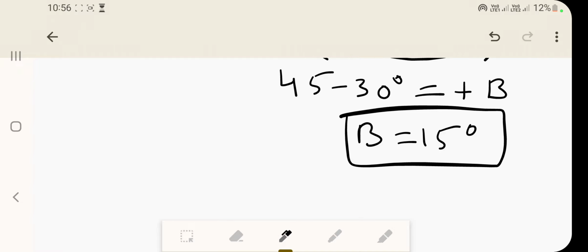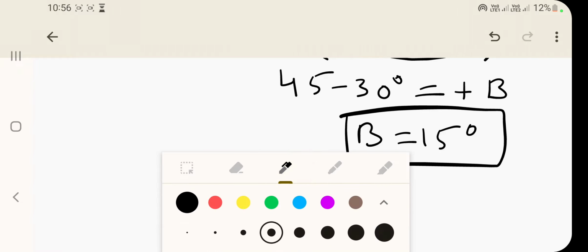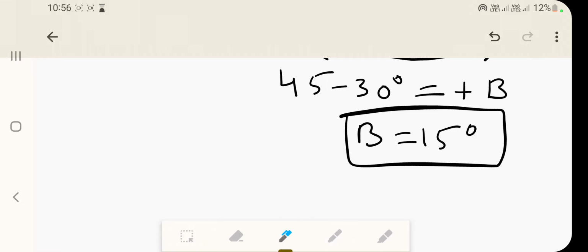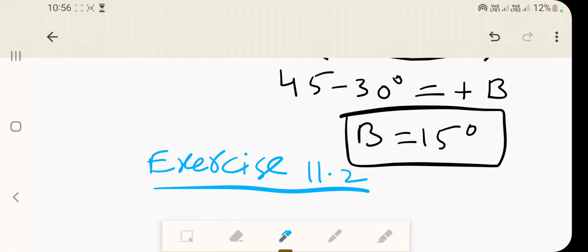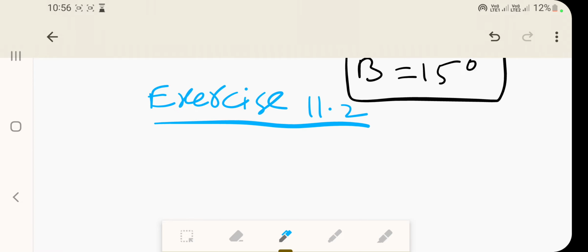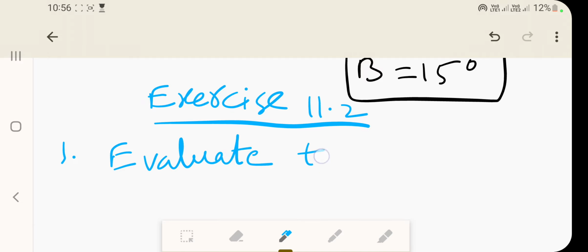This is one type of problem they can ask in the exam. Now we are starting exercise 11.2 from the mathematics 10th class textbook. I'll try to solve one problem after another from this exercise 11.2. So the first problem they have given in exercise 11.2 is: evaluate the following.